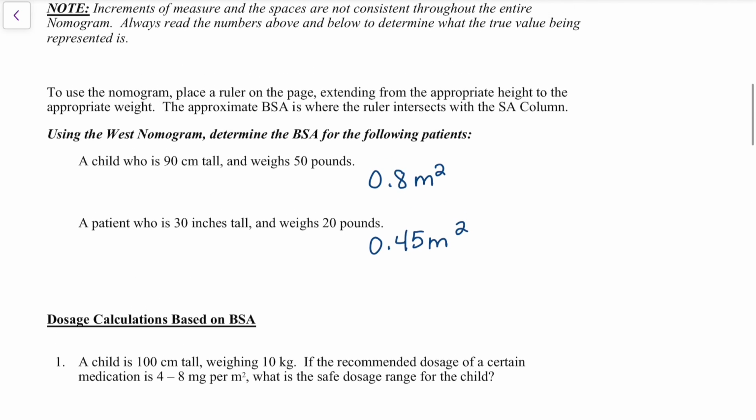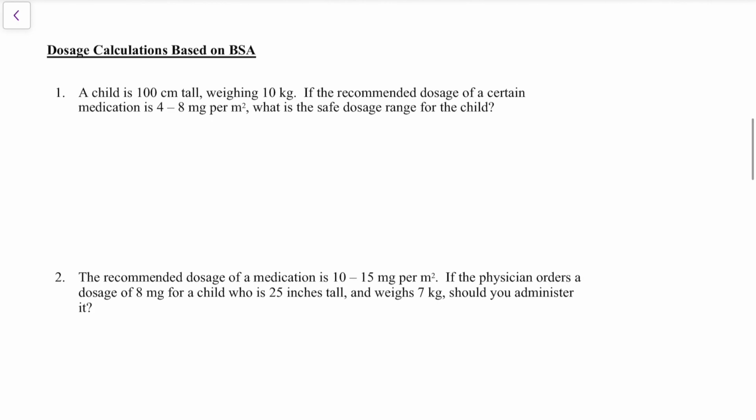Okay, so that is how you use the West nomogram. So let's look at how we apply this to calculating dosages. So a child is 100 centimeters tall and weighs 10 kilograms. If the recommended dosage of a certain medication is 4 to 8 milligrams per meters squared, what is the safe dosage range for the child? So very similar to our body weight questions, but instead of just giving a weight, we're given a height because the dosage range is per meter squared instead of kilograms per day or so on.